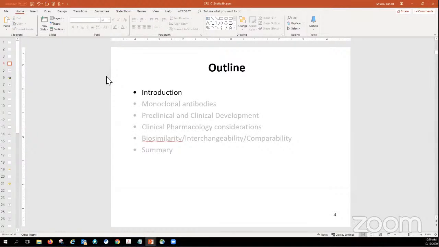Can you still see my screen? I'm not sure. Yes, we can. Okay, good.